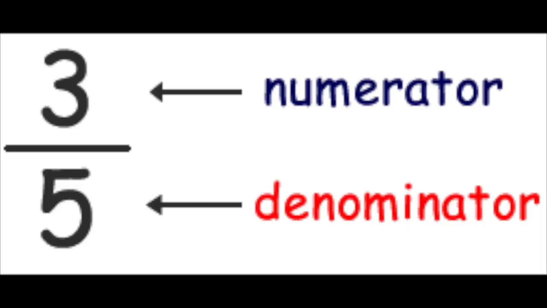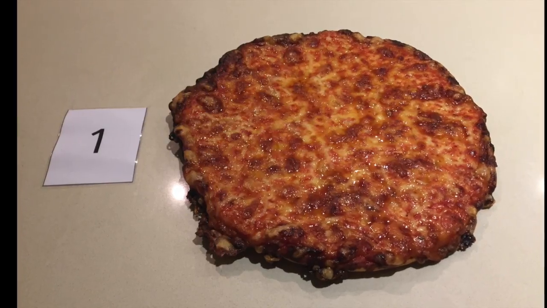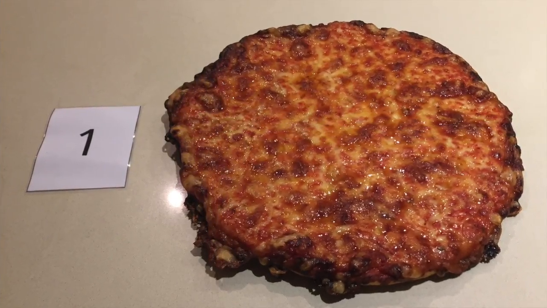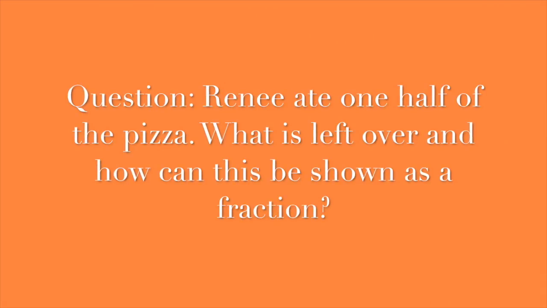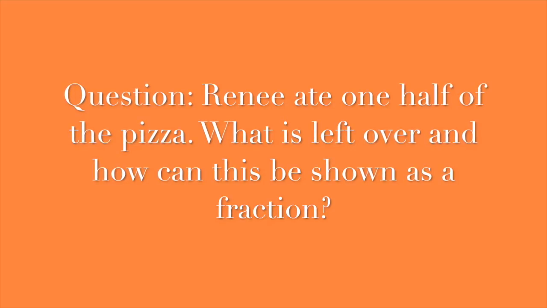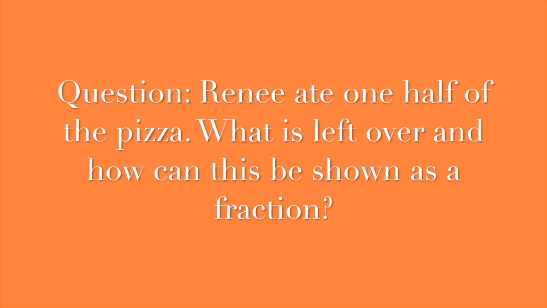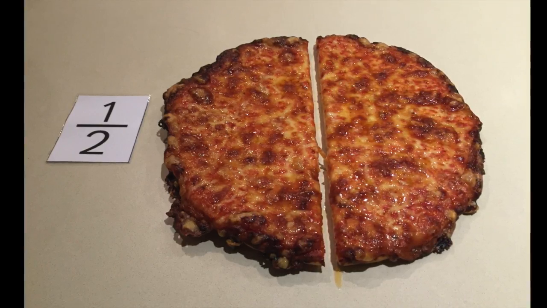Let's use an example. Here we have a pizza. This is considered a whole object. Now let's cut this pizza into two equal parts. For example, Renee ate half of the pizza. What is left over and how can this be shown as a fraction? Your answer should look like this, 1/2.